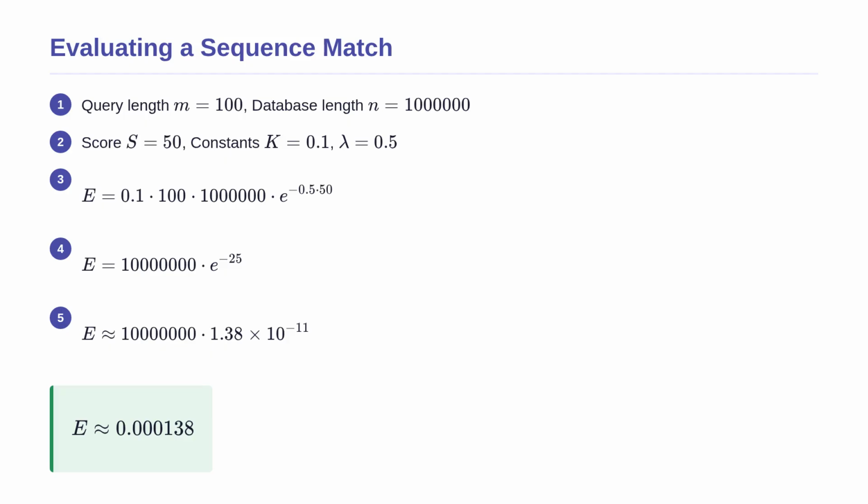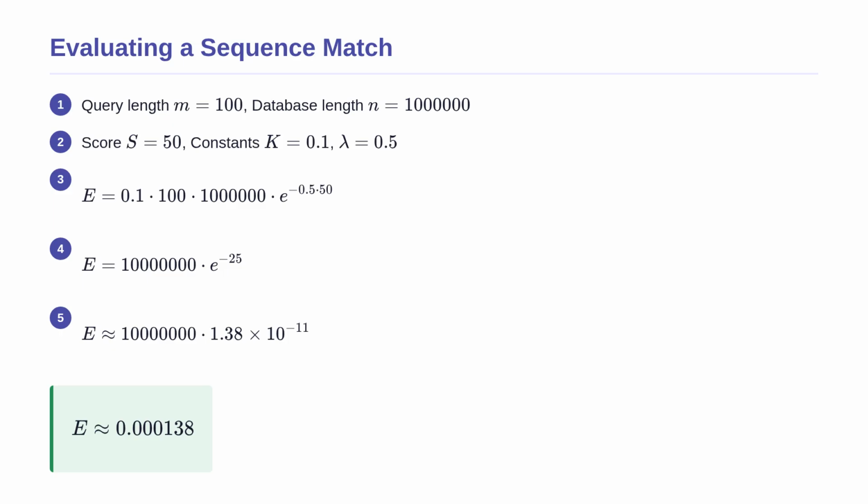Before we move on, let us see this with a concrete example in drug discovery. A researcher finds a new gene sequence of length 100 and searches it against a database of length 1 million. The alignment score is 50, with K as 0.1 and lambda as 0.5. We plug these known values into our e-value equation.